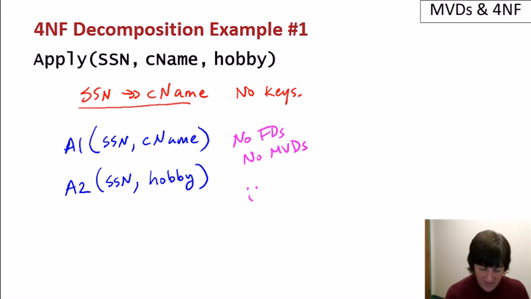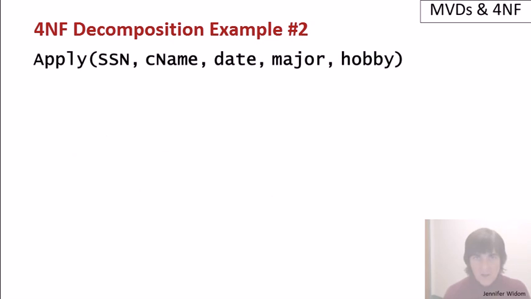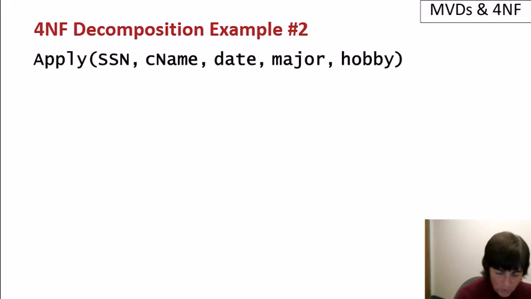case is the hobby. These two decomposed relations actually have no FDs and no MVDs, so in that case we're definitely in fourth normal form, and we're done with the decomposition, and I think we can agree that this looks like a good schema for the data at hand.